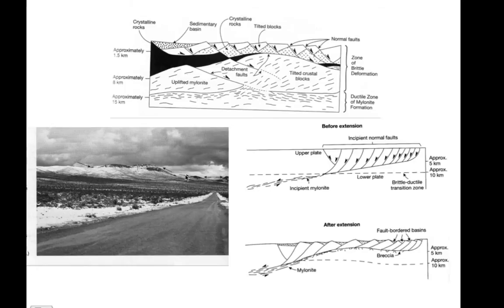So like this surface could be something like this guy down here, and then this surface up here could be like this one up here, right? So we're seeing that detachment surface.